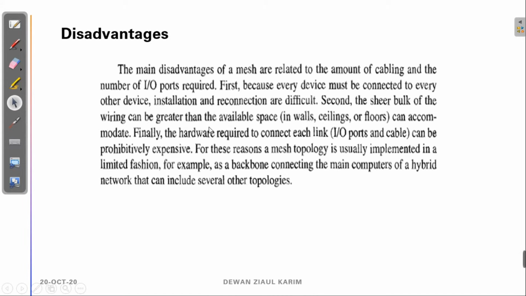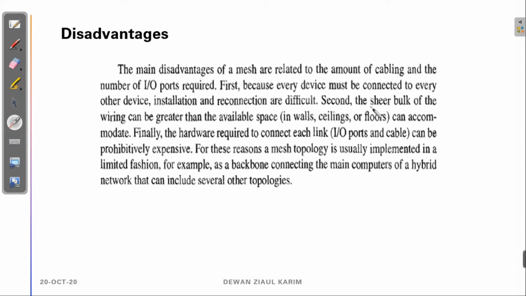All right, so these are the basic advantages of mesh topology. So now let's talk about the disadvantages. The very first and obvious disadvantage of mesh topology is that you will need a lot of cables. As you can see, the main disadvantages of a mesh are related to the amount of cabling, because every device must be connected to every other device. So for that reason you'll be needing a lot of cables. Due to the large number of cables, the installation of the whole topology and the reconnection or reinstallation becomes extremely difficult. This is the very obvious disadvantage of mesh topology.